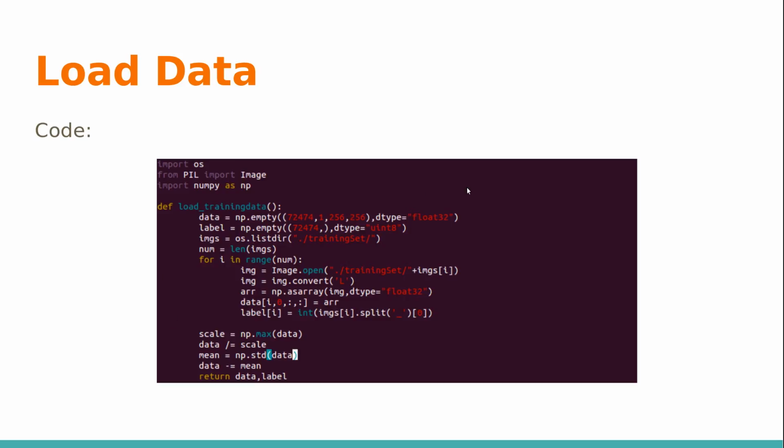Next, I load the data. I wrote a program to load the data. For the training data, it has about 72,000 images. After loading the data, I did the data normalization to prevent the gradient vanishing problem.